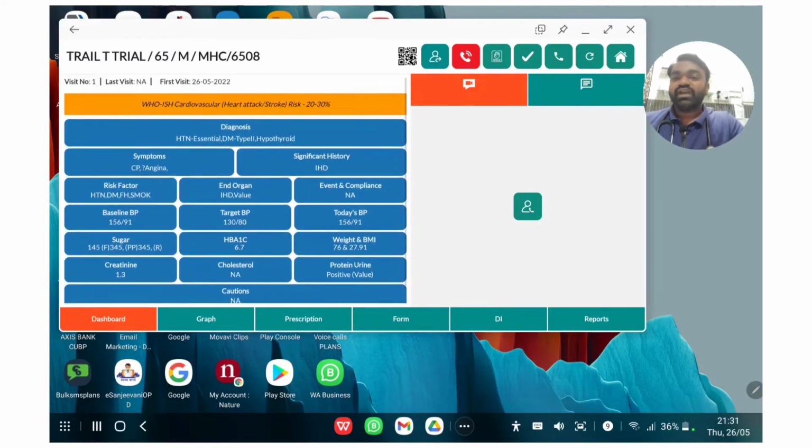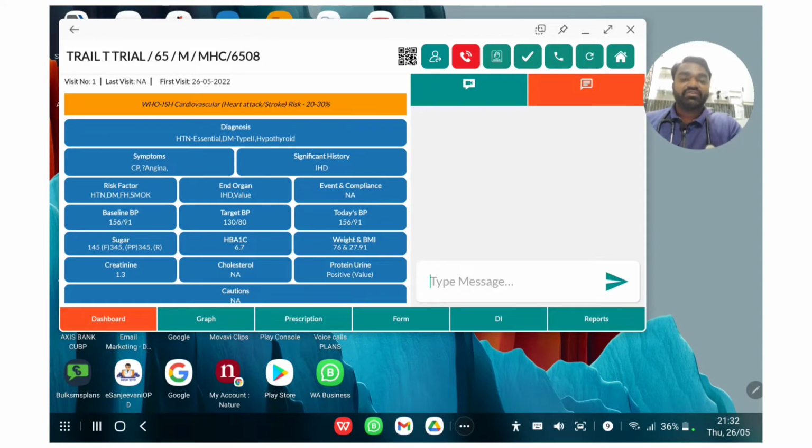So this is what you actually have. It comes at the first screen of the patient. You see the patient's name over here, gender, and then the MHC ID. The visit number is reflected over here, whether it is the first visit or not, and if it is more than the first visit, then when the last visit was, and the first visit of the patient is also reflected over here. So this gives a very brief glimpse of the patient as a dashboard.